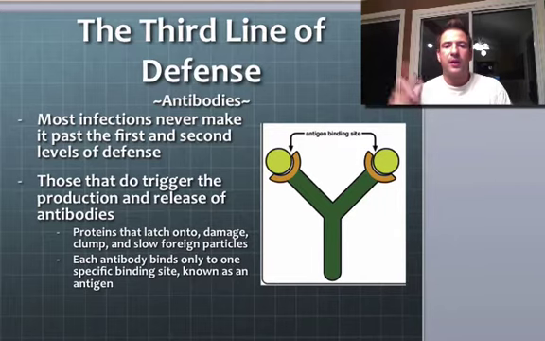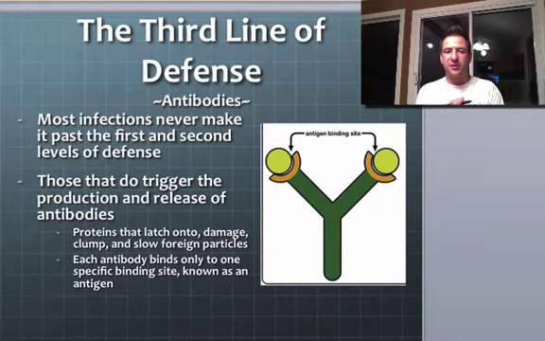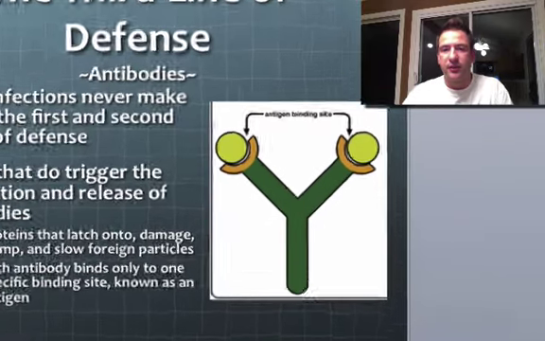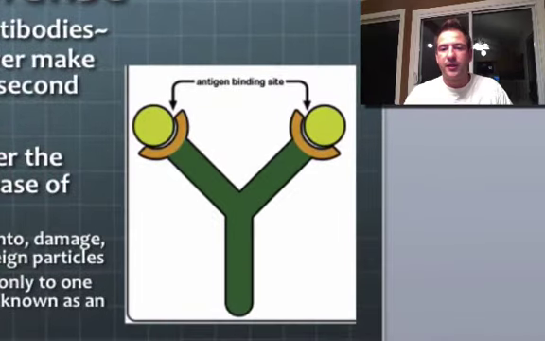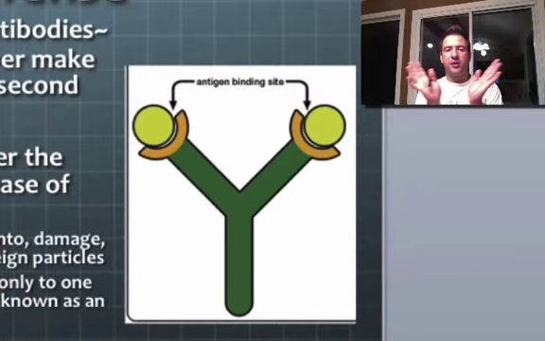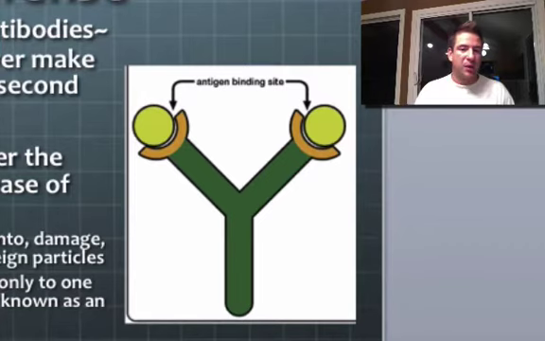So these are antibodies, like I said. Most infections never make it past the first and second level of defense, but sometimes these things do happen. Those that do trigger the production and release of antibodies within our body. If you take a look at the picture, we have two antigens binding at the end of the antibody, which looks like a Y. The proteins latch on, damage, and clump the foreign particles and invaders that were in our system.